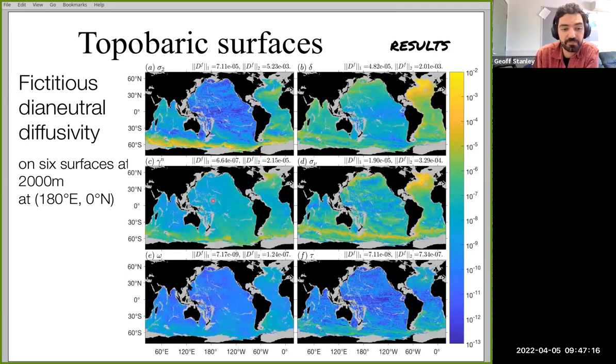So instead, a winner would be something like the omega surface, which has a root mean square spurious diffusivity of 10 to the minus 7. So that's comfortably lower than 10 to the minus 5. You could use it successfully and not worry about fictitious diffusivity. And likewise, the topobaric one is 7 times 10 to the minus 7 in terms of its spurious diffusivity. So again, it's passed that test.